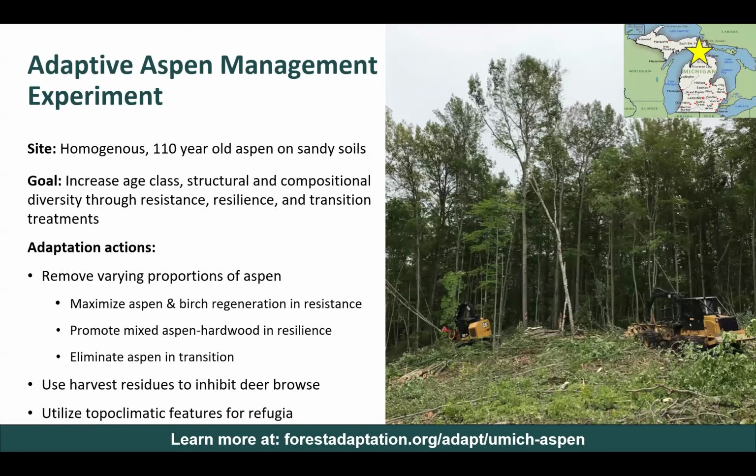Other adaptation actions which we executed in some, but not all, of those harvest units were to use harvest residues to inhibit deer browse in one of the resilience units to protect, for example, regenerating red oak and sugar maple from deer access, and also to work with the site. This is a site that has some topography, and that includes some topoclimatic refugia that I'll share some more information about in 2 slides. First, let's get to our first monitoring variable. That's the next slide.